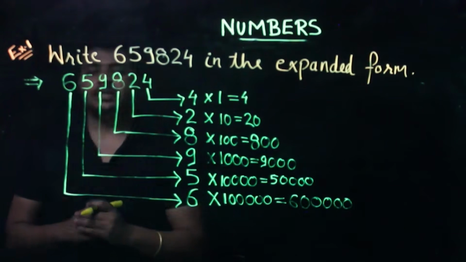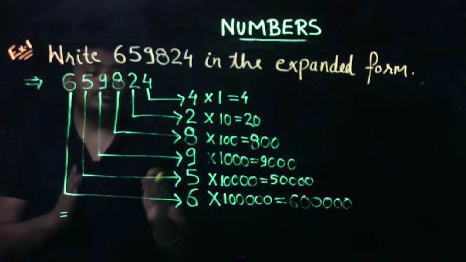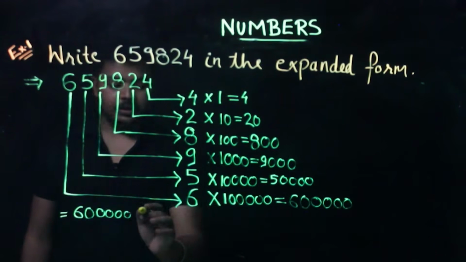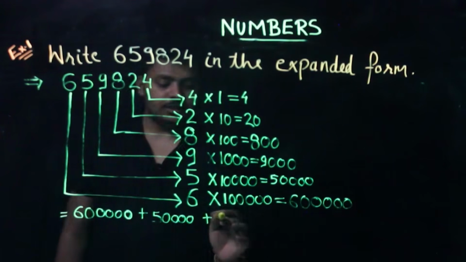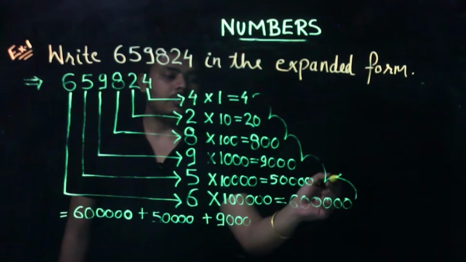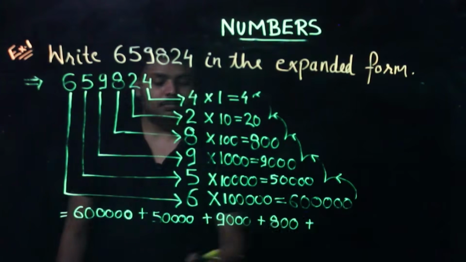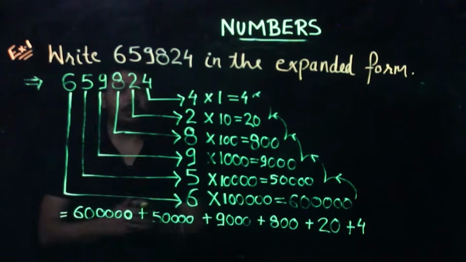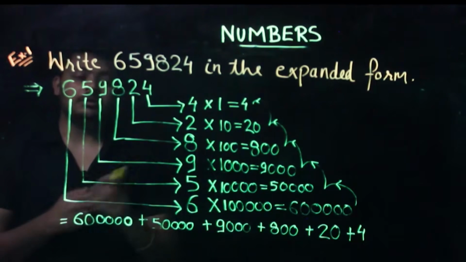Now we will write these digits in the addition form. We will start with the place value of the digit in the largest place value column, that is 6 lakh, plus our next is 50,000, plus 9,000. Basically we are adding all the place values one by one in downward direction, plus after 9,000 we have 800 plus 20 plus 4. So this is our expanded form of the given number. So I hope students, now you're familiar with how to find the expanded form of a given number.